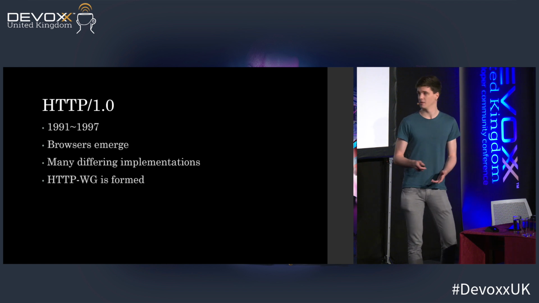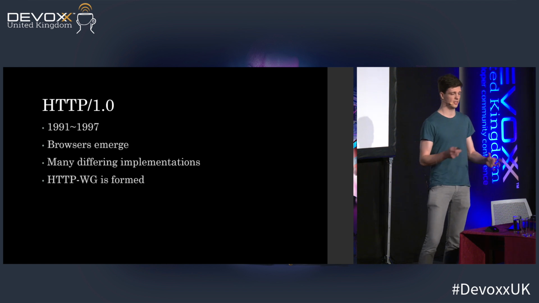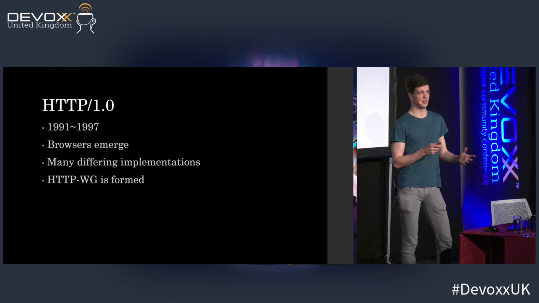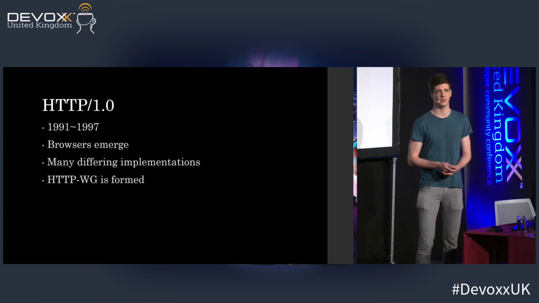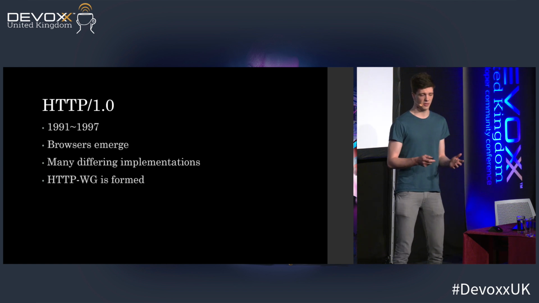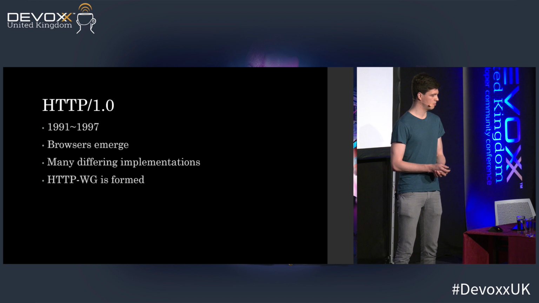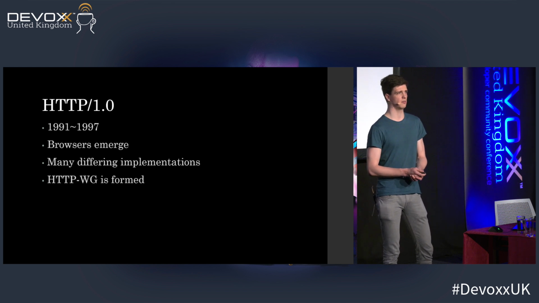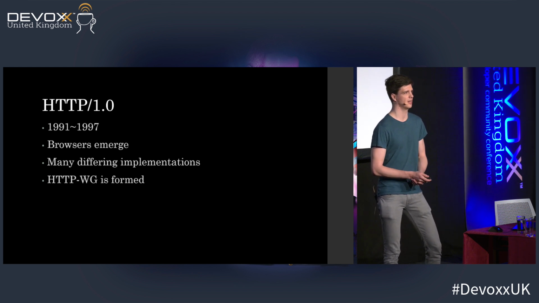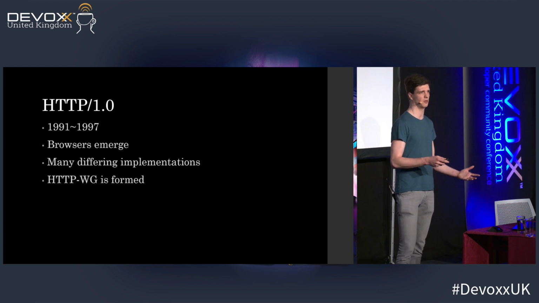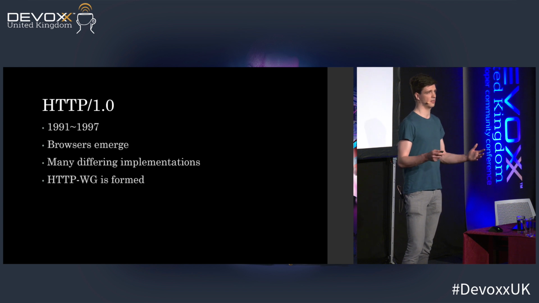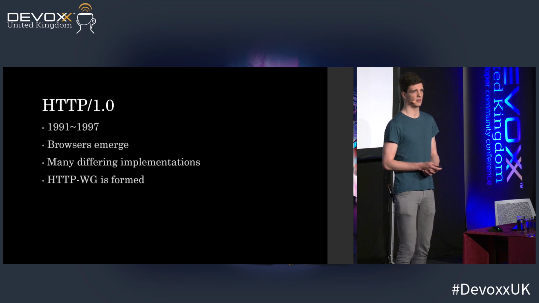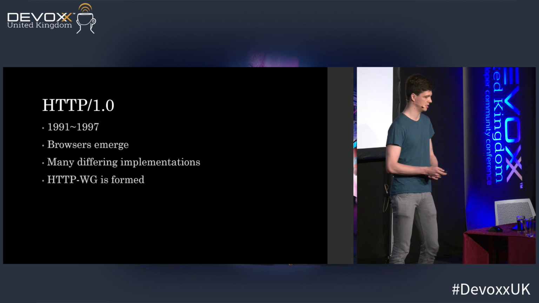Then HTTP 1.0 came along. About 1991 is when they started development on that. Browsers emerged around 1994, which is the first time we could actually view HTML documents nicely. There were a bunch of different implementations for HTTP 1.0 because it was never an official spec, so everybody was kind of just doing their own thing, and it wasn't sure if your HTML was being rendered one way in one browser or another way in another browser. So they started the HTTP working group to combat that, to make one standard, basically.